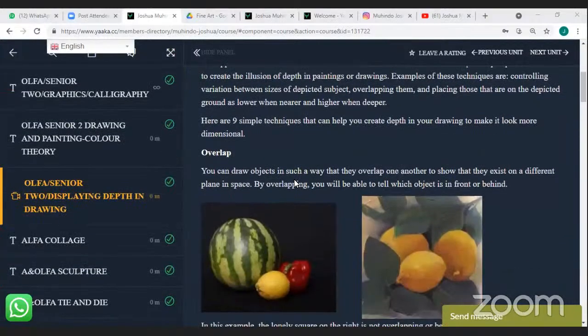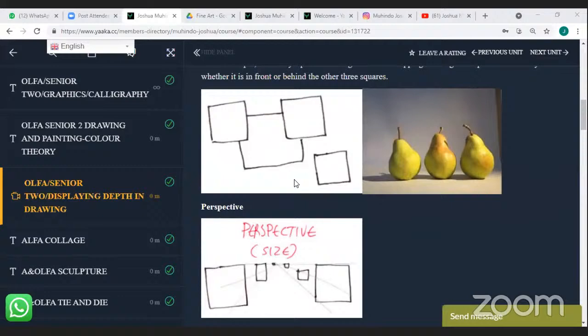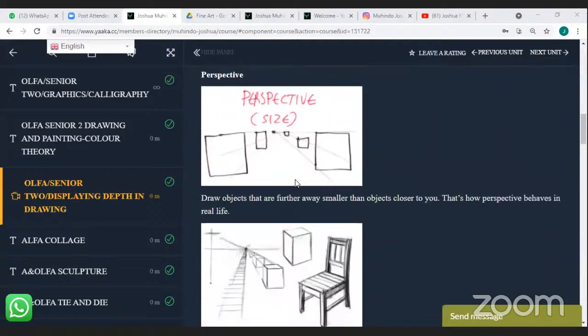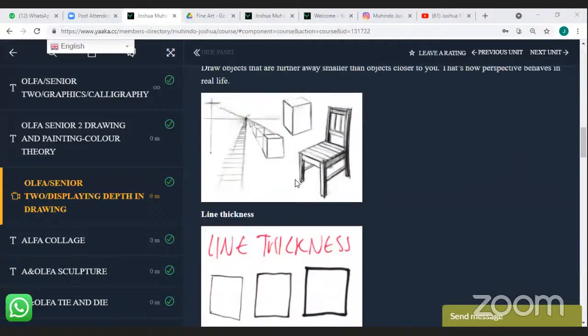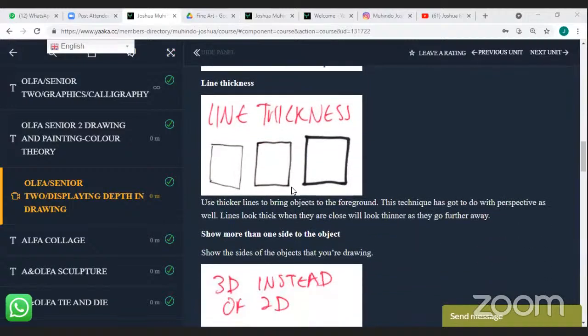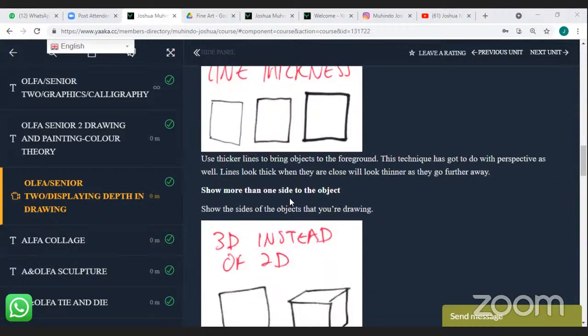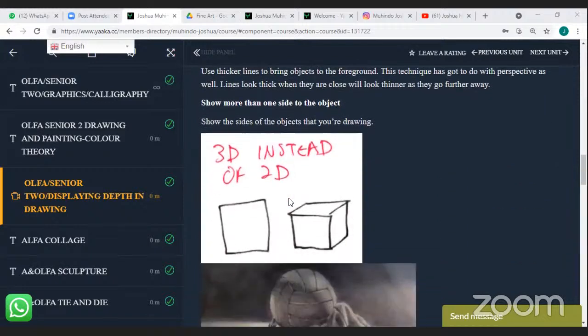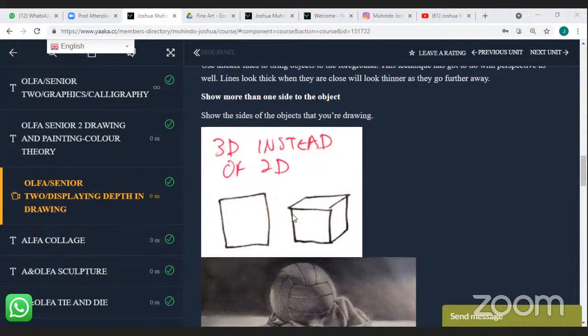We talked about overlapping, we talked about perspective, we talked about thick lines. And it's very important, we talked about showing more than one side of the object. Don't draw an object directly, but you should see the front side, the side of it, and the behind side, in case we may have to see it in terms of your position in drawing.